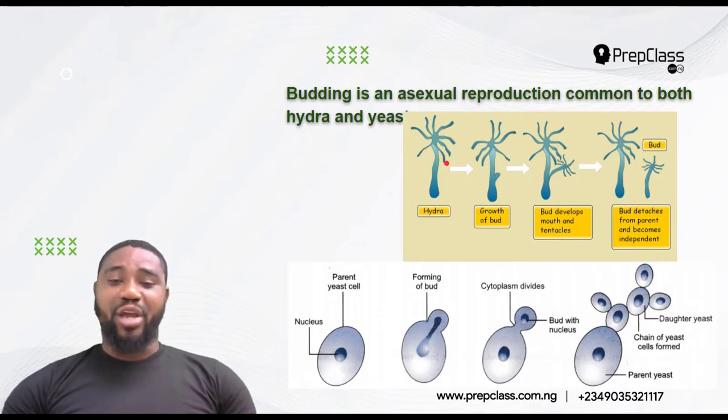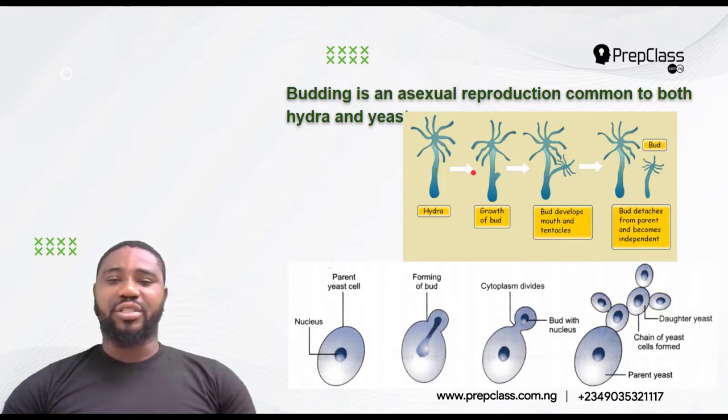But the point I'm trying to make is that when food is plentiful and environmental conditions are perfect, organisms prefer to reproduce asexually, like this Hydra, within a few minutes or within a day or two.